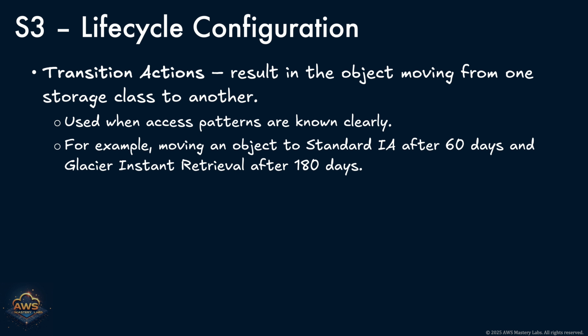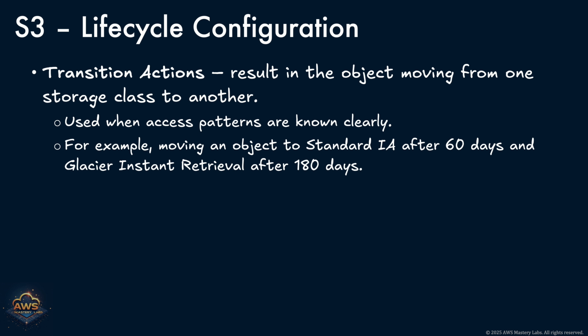For instance, you might set up a transition rule that automatically moves objects from the default S3 Standard class to S3 Standard Infrequent Access, IA, 30 days after their creation. This shift can result in significant cost savings, especially when data is no longer accessed frequently, but still needs to remain available. The same rule can also be extended to move those objects into even more cost-effective archival classes, such as S3 Glacier or Glacier Deep Archive, after an additional period, like 90 days. This multi-stage transition ensures that storage costs decrease progressively as the data ages and is accessed less frequently.